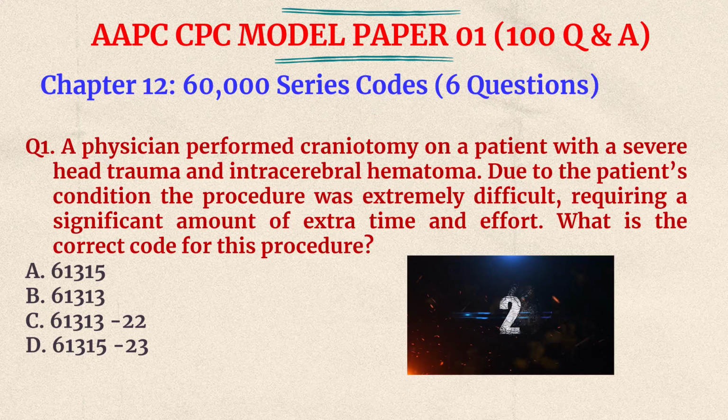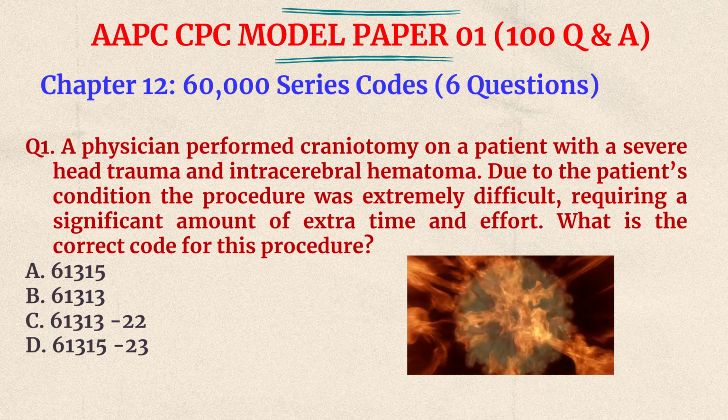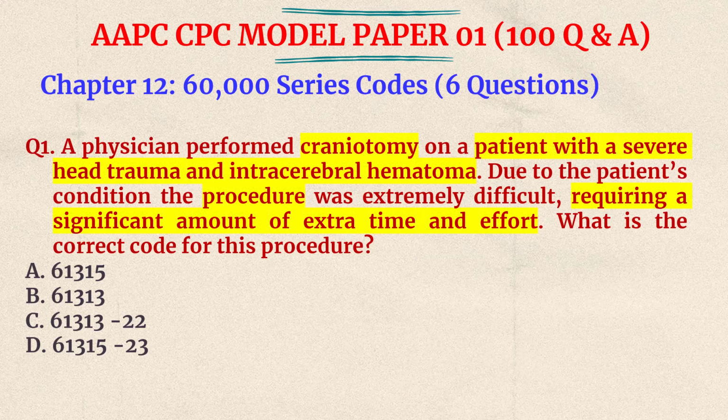3, 2, 1. Okay, in this case, you have to highlight that this is a craniotomy procedure done in a patient with a severe head trauma and intracerebral hematoma. The procedure required a significant amount of extra time and effort. When you see the answers, only 2 codes are there, 61315 and 61313 with additional modifiers. So you can use the elimination method to find the answer. Directly go to the codes.